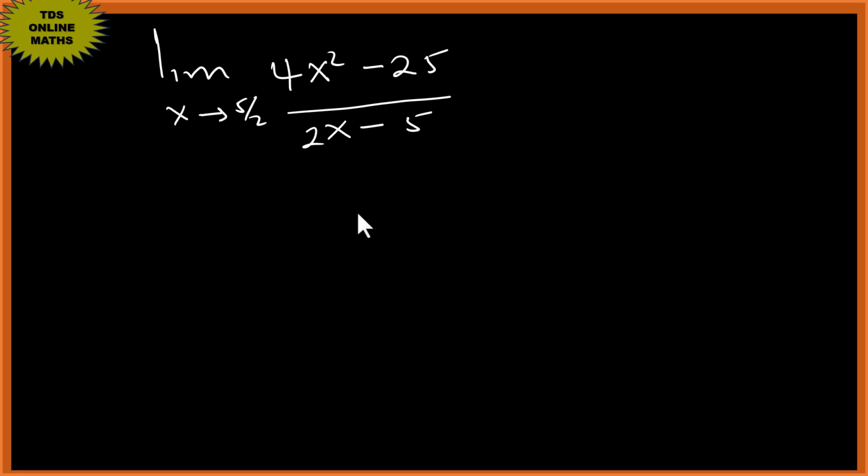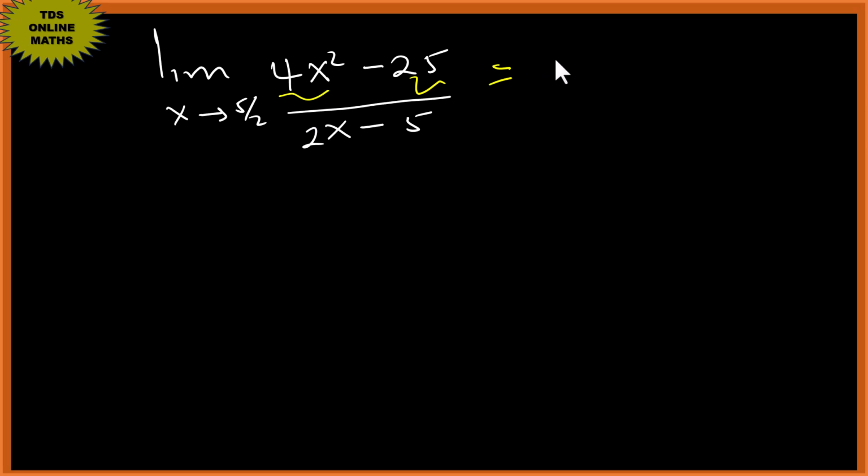so we are given the limit of a function, x squared minus 25 on 2x minus 5, as x approaches 5 on 2. If I plug in 5 on 2 here, this side will be 5 minus 5, so the expression will be undefined here. So let's reduce this. Now let's adjust this, because we can get a difference of two squares here.